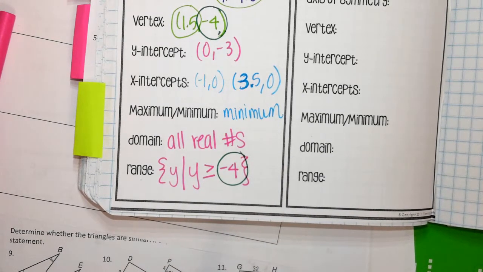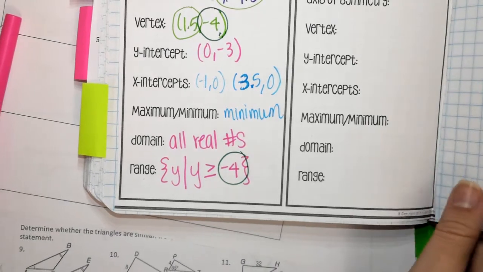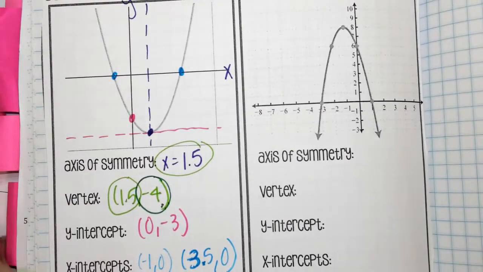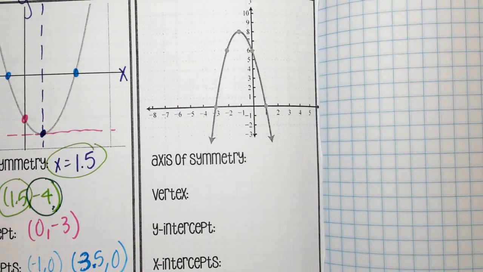Does everybody understand? We ready for the next one? Then you're going to get a worksheet. We're going to do half together. Okay. Find the highest point on your graph. 8. And then draw the axis of symmetry for me.